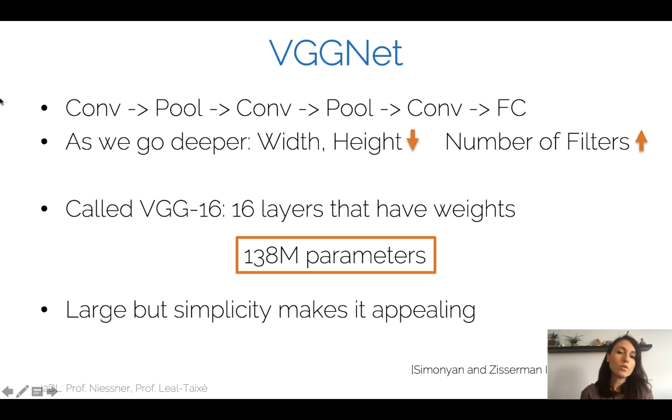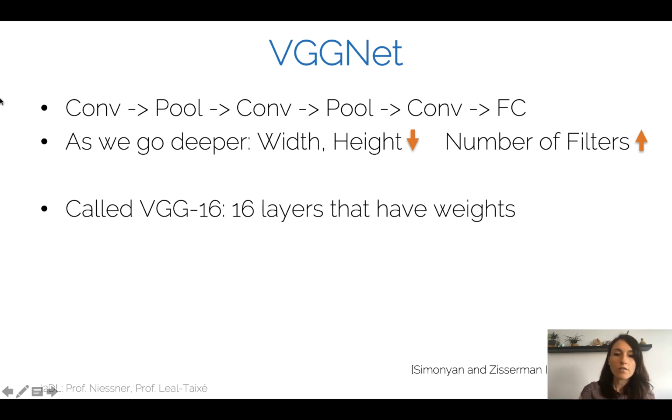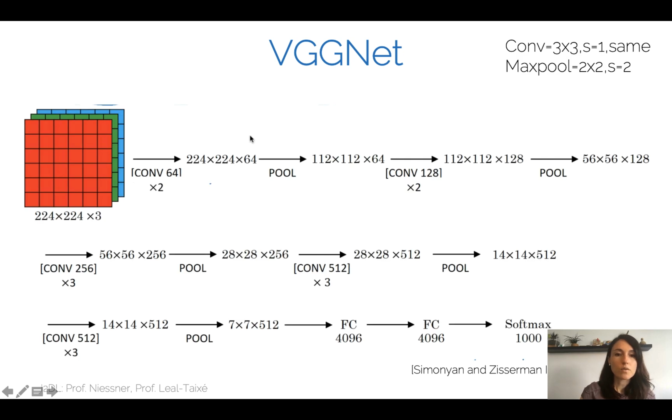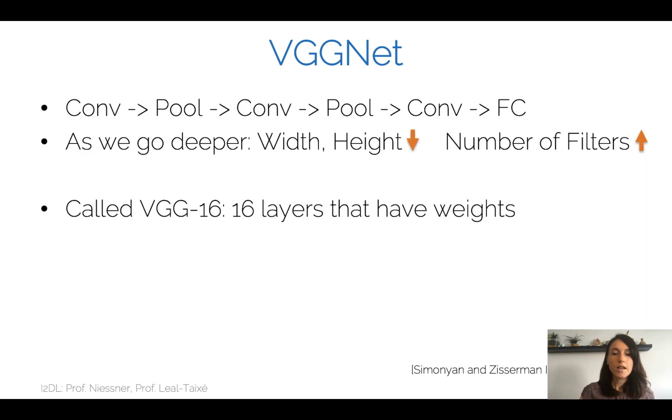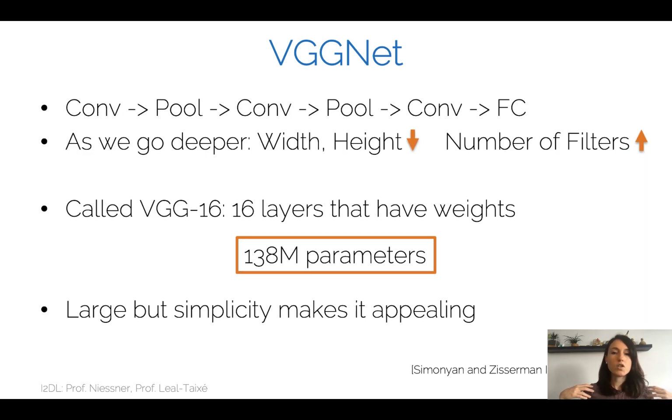And also note that another decision that they made was to keep doubling the number of convolutional filters. So here they started with 64 filters and 128, 256, 512. So this was another key design choice. And so if now you want to make your VGG have 19 layers, you know exactly what you have to do in order to create it. So this simplicity actually makes it very appealing.